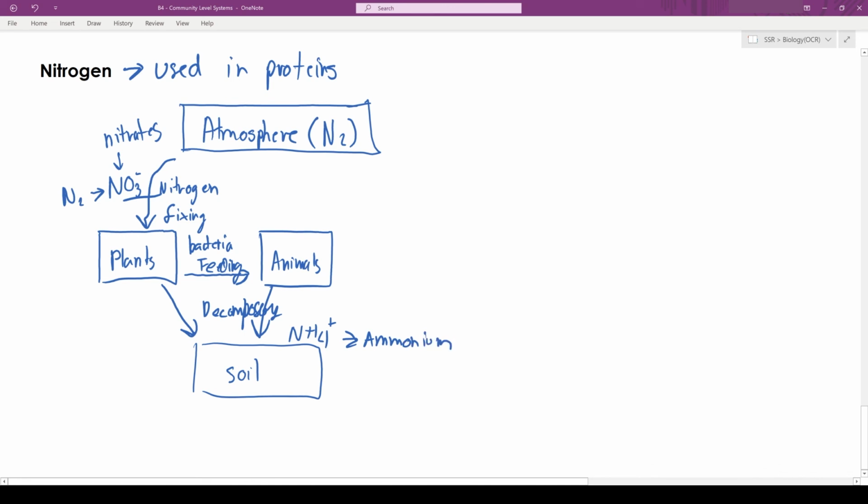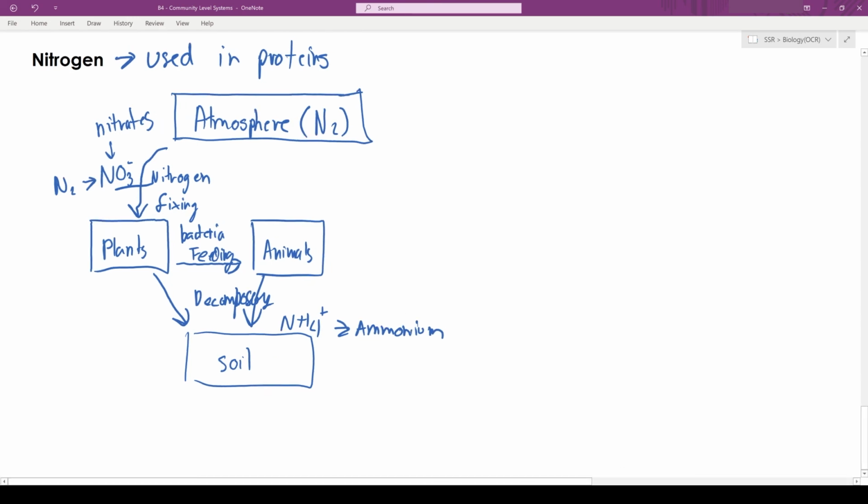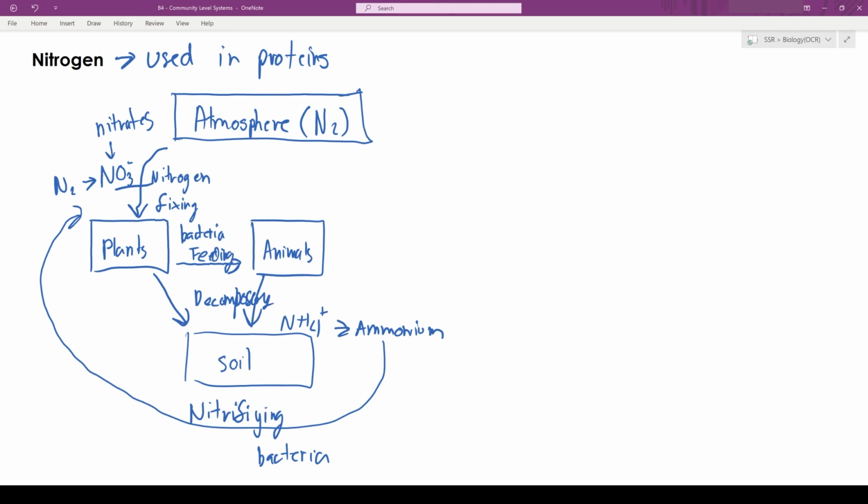In that soil, you may have bacteria that will take the ammonium and they will come back to make these nitrates again. And these are called nitrifying bacteria. And they will change the NH4 into NO3, at which point it can enter the plants again. There are a few different ways that the cycle will continue or will repeat itself and move these forms around.